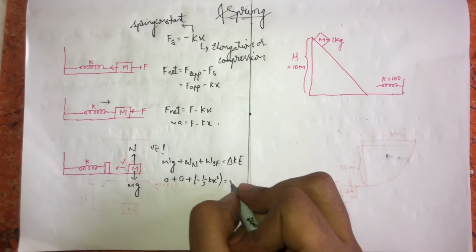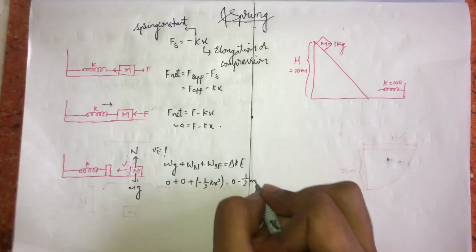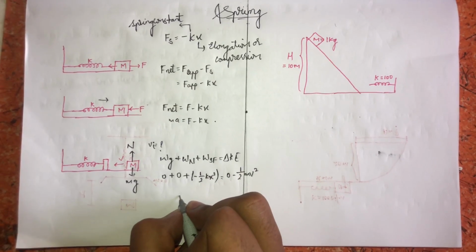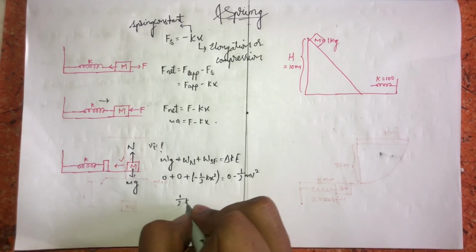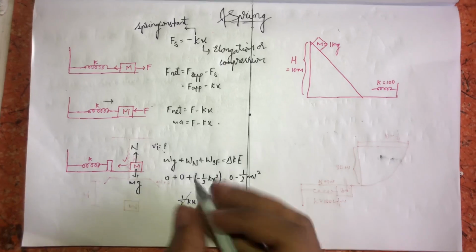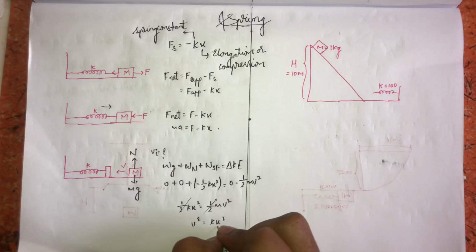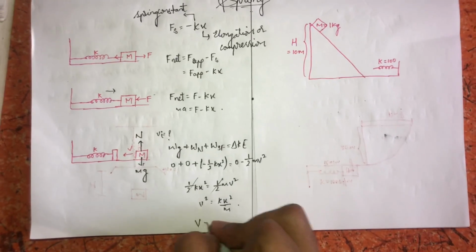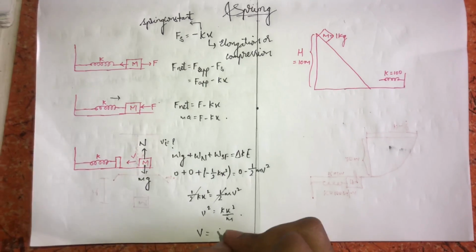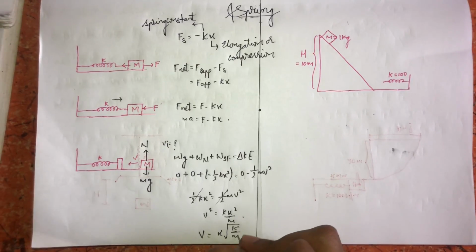Then the final velocity, as it comes to rest, K final will be equal to 0, minus K initial, which is half mv square. Then we are left with half kx square equals half mv square. Half will get cancelled. Then v square will be equal to kx square by m. The value of v will be equal to under root of kx square by m. So x square will be converted to x, and we are left with x under root k by m. That's clear.